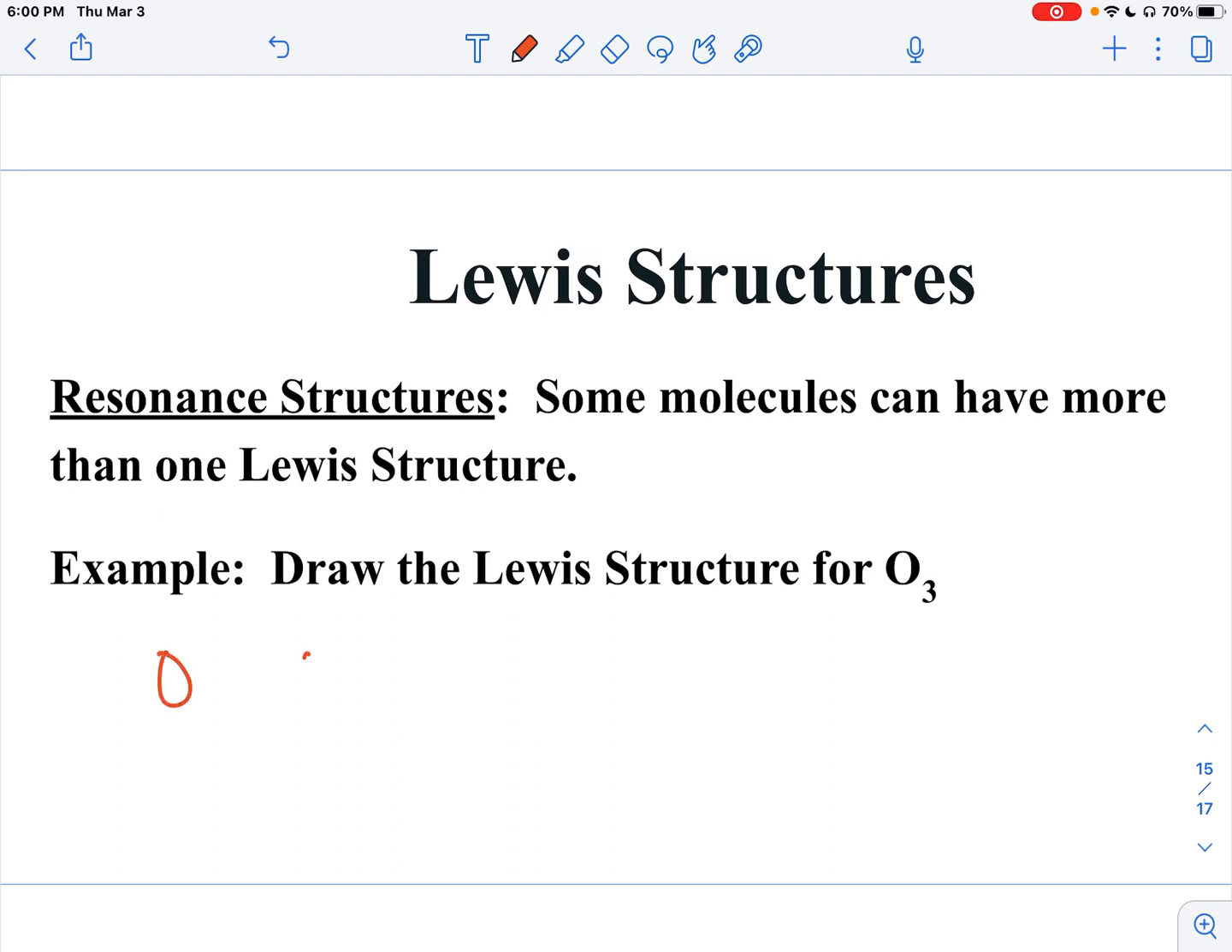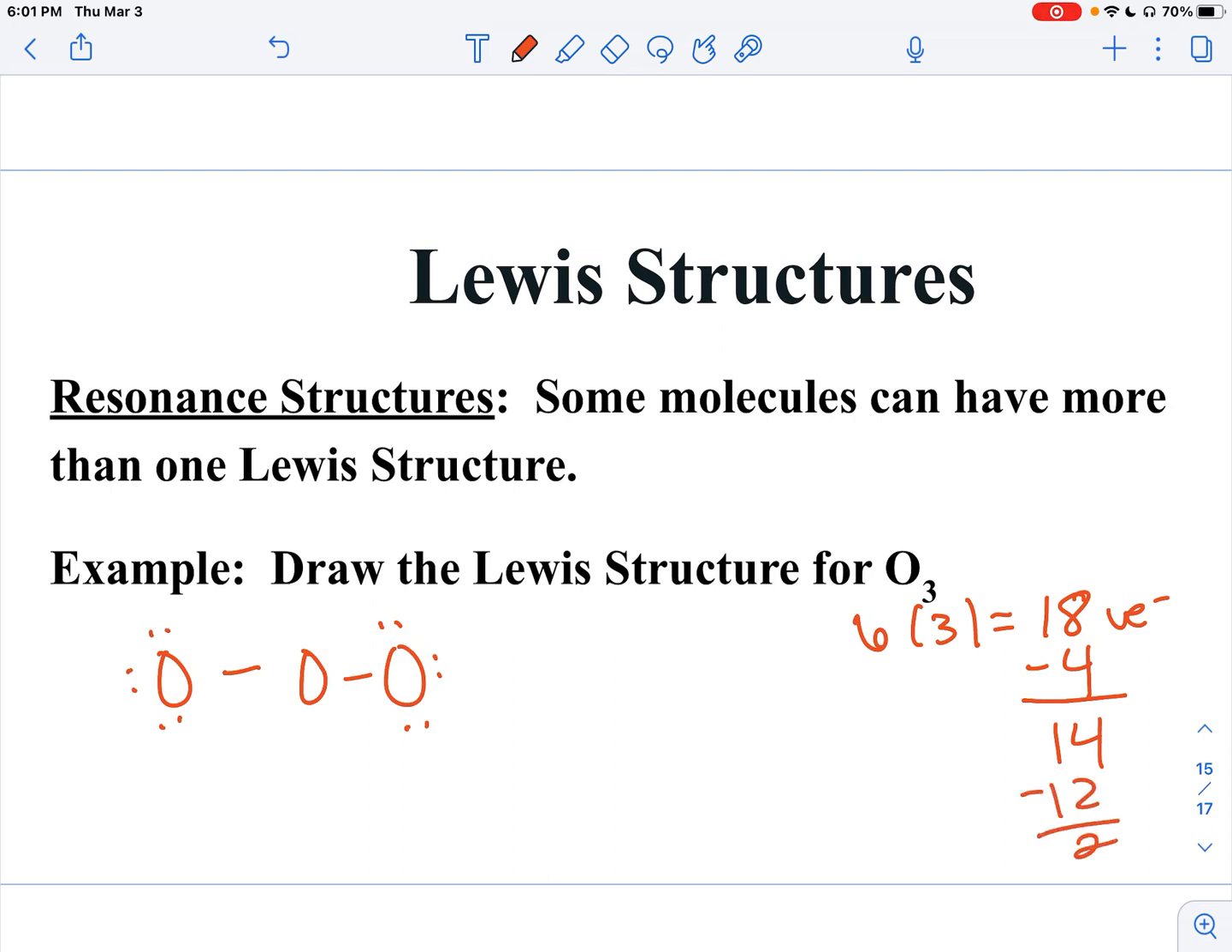For O3, we're going to have 3 O's. Our valence electrons are 18. We connect our 3 O's and subtract our 4. Then we put 3 pairs around each terminal atom. We have 2 left, so we put them on the central atom. But if you look, our central oxygen here does not have 8. It only has 6. So we could take a pair here and make it a double bond. Or we could take a pair here and make it a double bond. And it really doesn't matter because we don't need 2 double bonds. We just need that 1 double bond.